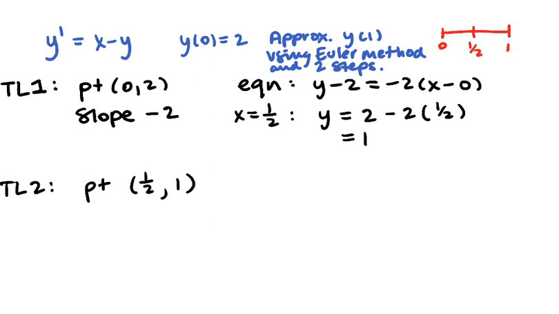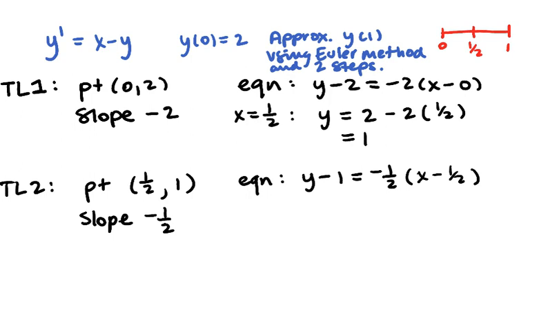And then I've still got the same equation for the slope because the differential equation is valid for all points on these solutions. So the slope is 1/2 minus 1, which is negative 1/2. So now I've got a point and a slope. I'm ready to write down my equation. That's going to be y minus 1 equals negative 1/2 of x minus 1/2.